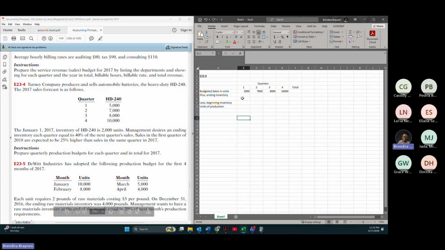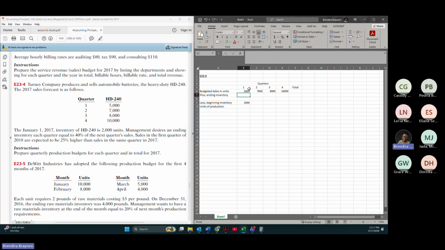And so, like it says here, the hardest part is going to be these inventory lines, understanding what is supposed to go there. In the question, they told us January 1st, they had 2,000 units. So that's my beginning inventory for the first quarter. The first quarter starts with January. That's the beginning of the year. So 2,000 units is my beginning inventory for the first quarter.